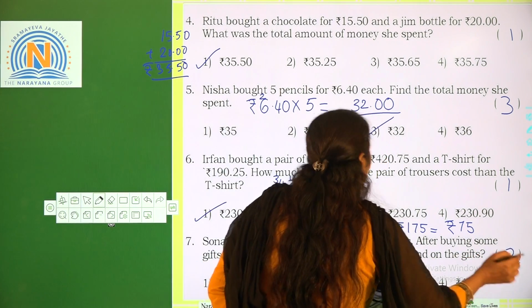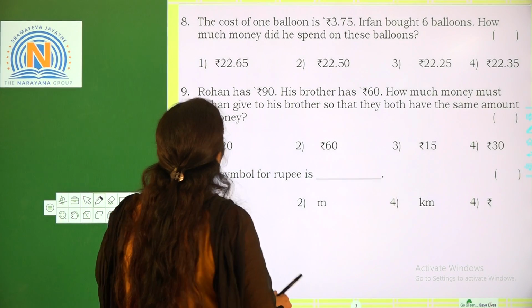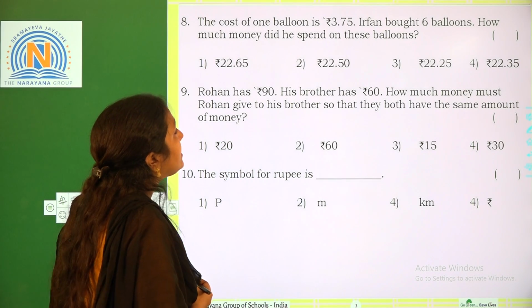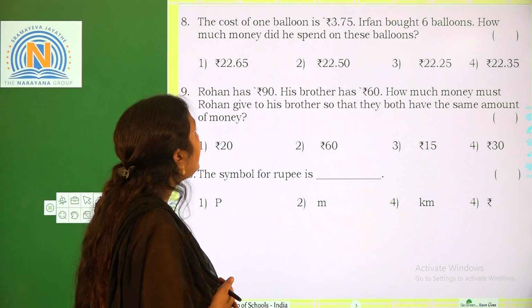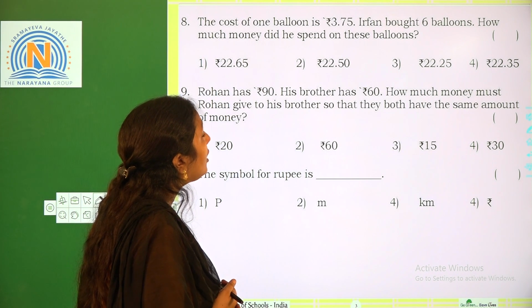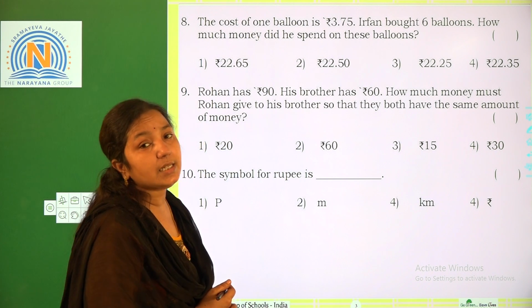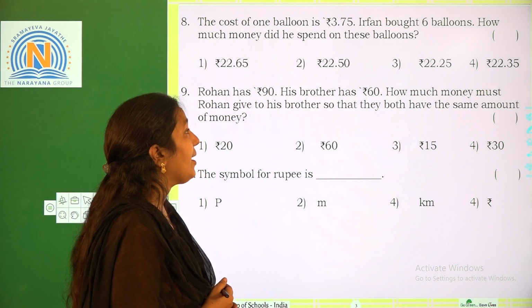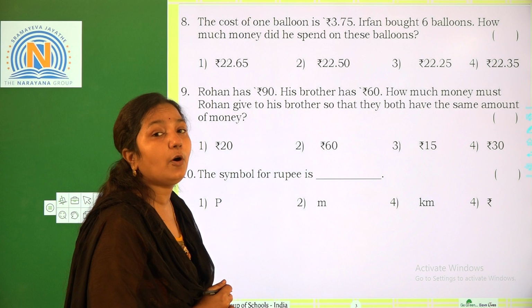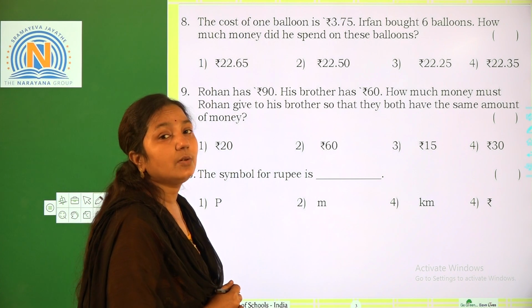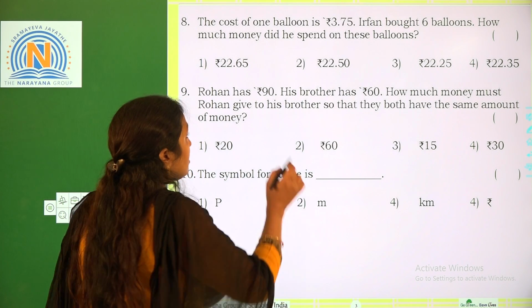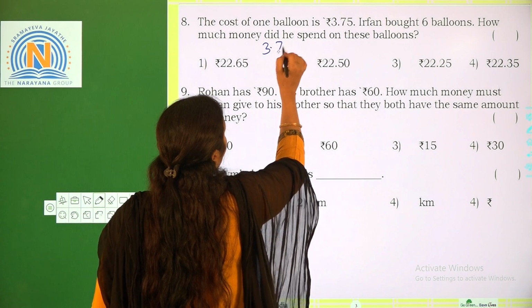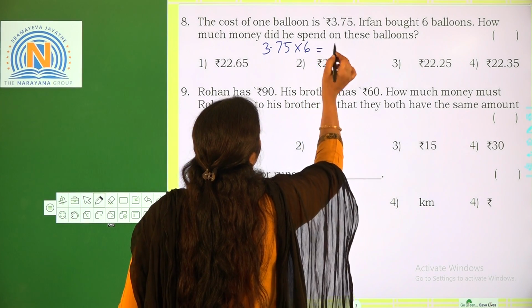Option 2. Next one. The cost of one balloon is 3 rupees 75 paise. Irfan bought 6 balloons. How much money did he spend on these balloons? So what is the cost of each balloon? 3 rupees 75 paise. How many balloons did he buy? 6. So how do we find this? We have to multiply. So 3 rupees 75 paise into 6.